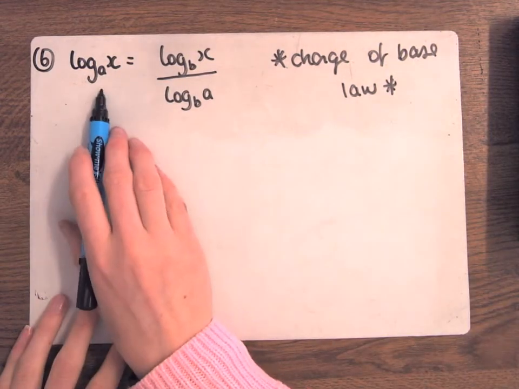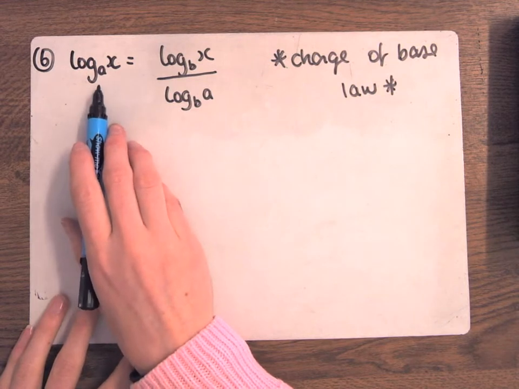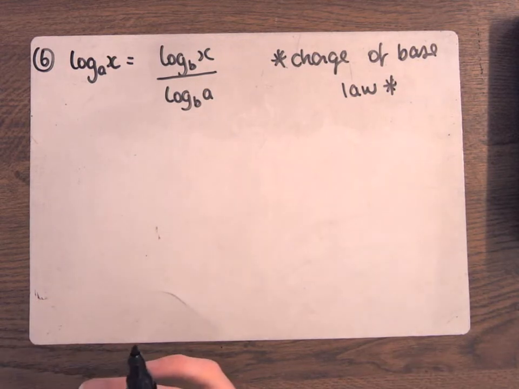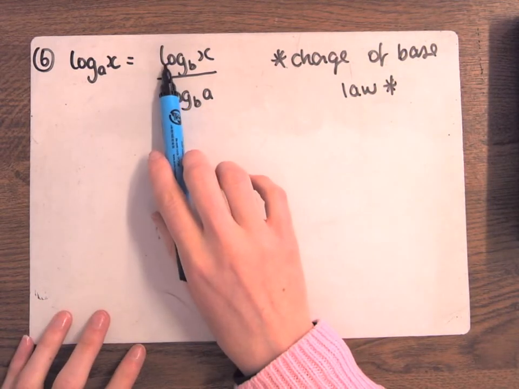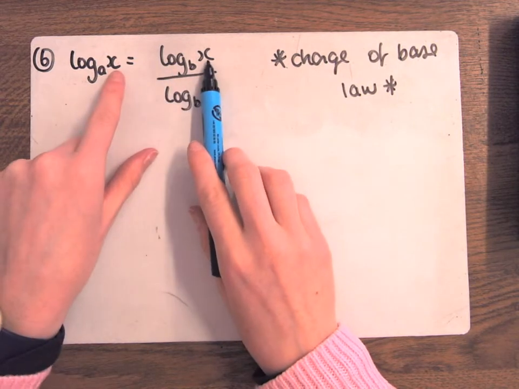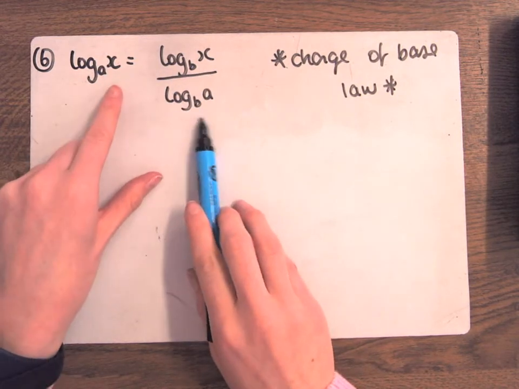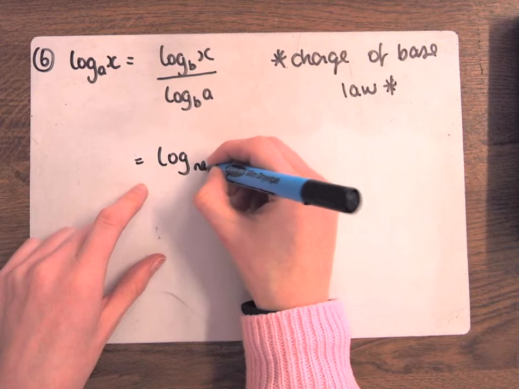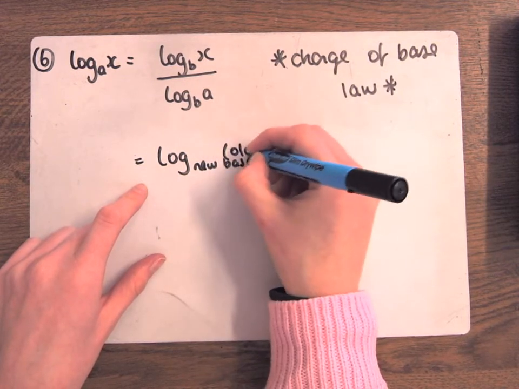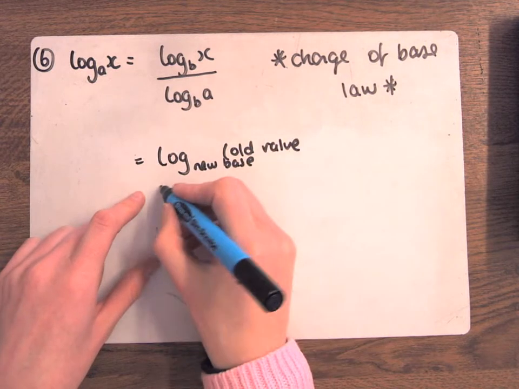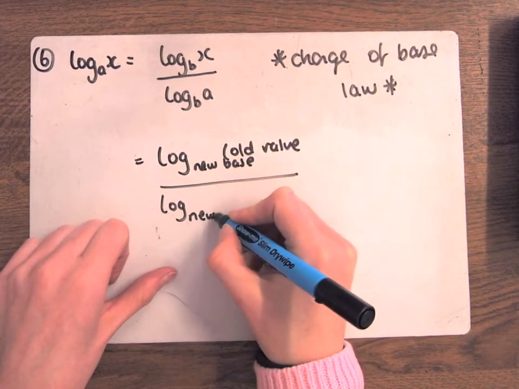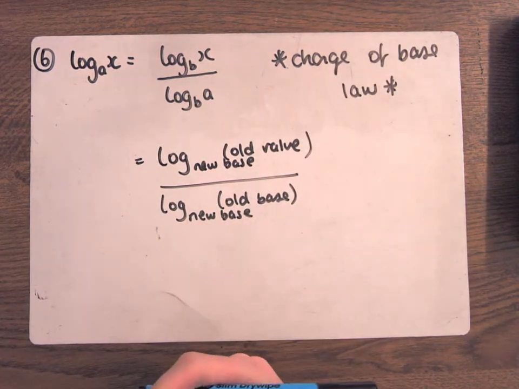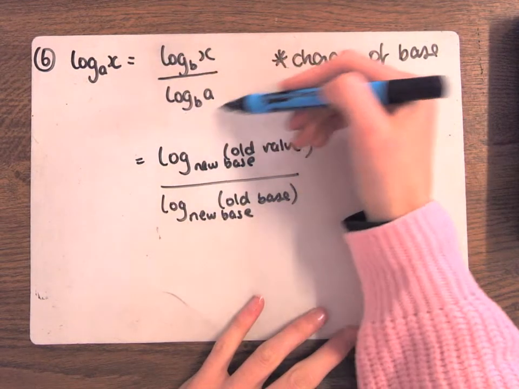So if you have log to the base a of x and you want to change it to your new base, which is log to the base b, you're going to do log of the new base and the old value over log of the new base and the old base. So log new base, old value, over log new base, old base. Now you don't have to learn the words, because you can just go straight to your log tables and actually use it.